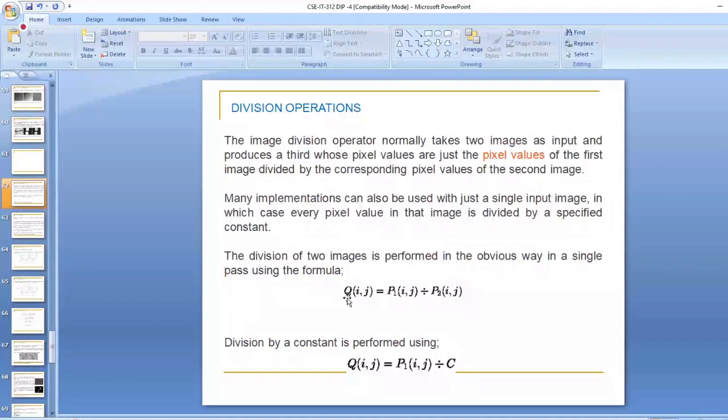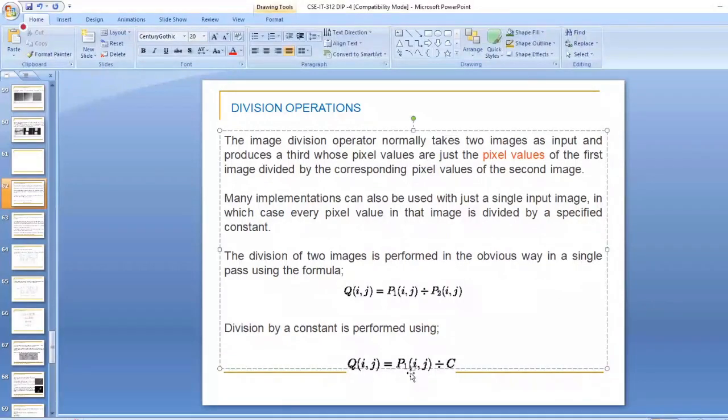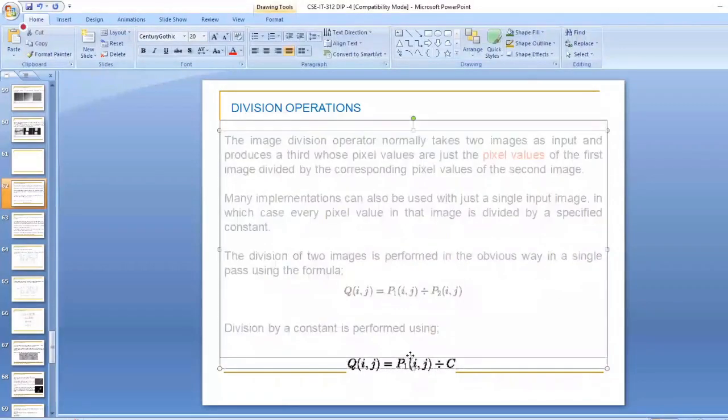So this is the formula. This is P1(i, j), and it is the operator division P2(i, j). And if I want to divide this P1(i, j) by a constant, so this is the operator, and this C represents the constant. So these are the ways to do this.